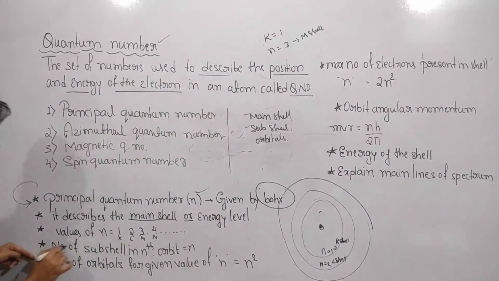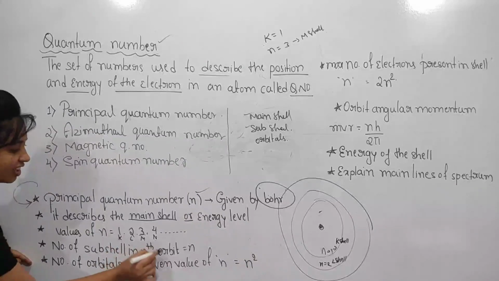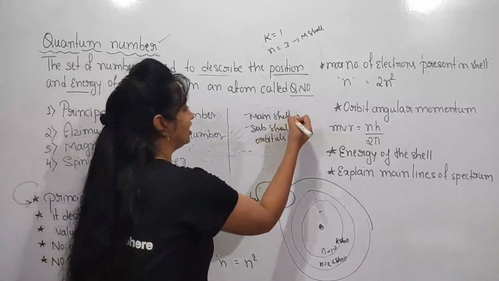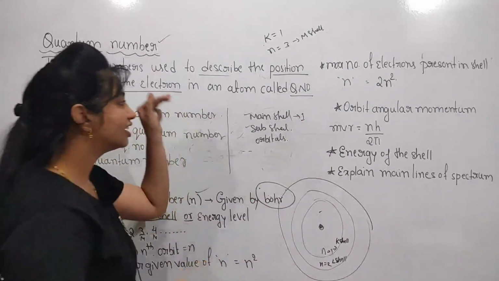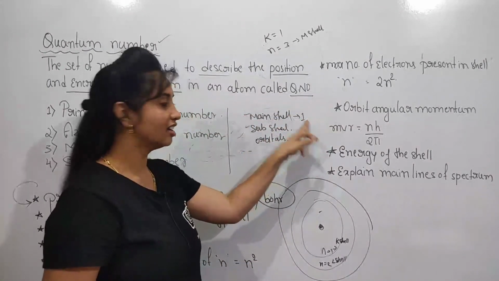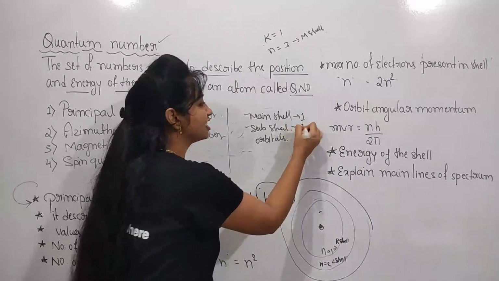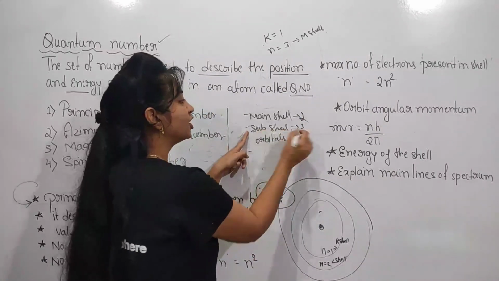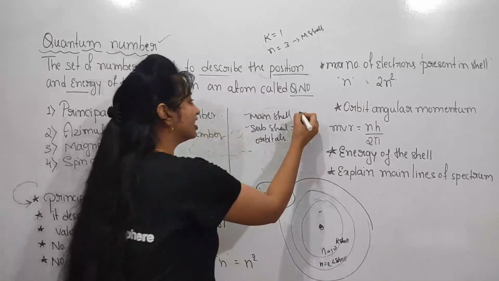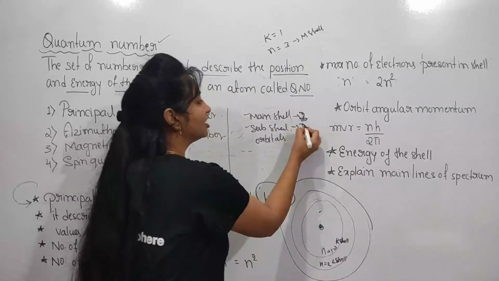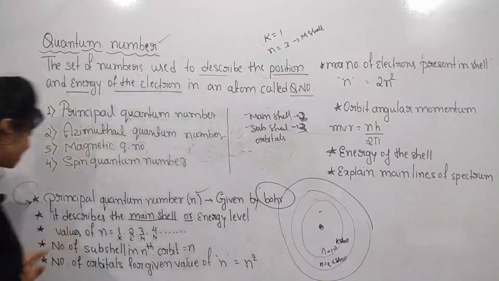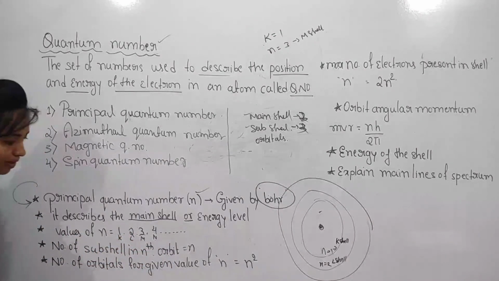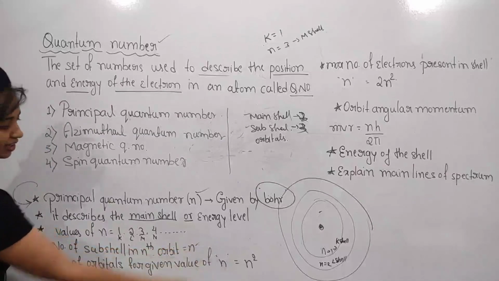So the number of subshells in the nth orbit is equal to n. Meaning if the main shell number is equal to 1, then the number of subshells is also 1. In the second main shell, we have 2 subshells. In the third main shell, we have 3 subshells. So this is the meaning of this point: the number of subshells in the nth orbit is equal to n only.